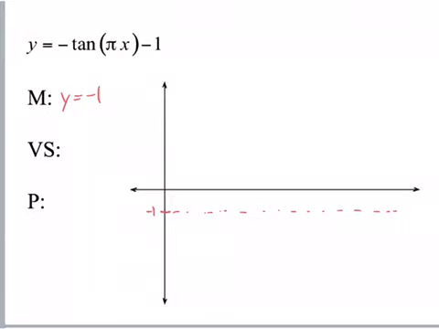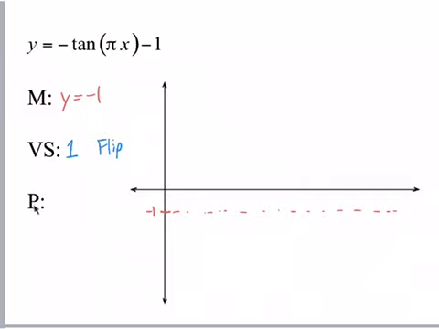Now, for tangent, we don't have an amplitude, we have a vertical stretch. So the number in front here is a 1. The negative says we're going to flip. So the vertical stretch is going to be 1, and a flip is an action, meaning it's going to be upside down, not its normal look for tangent.